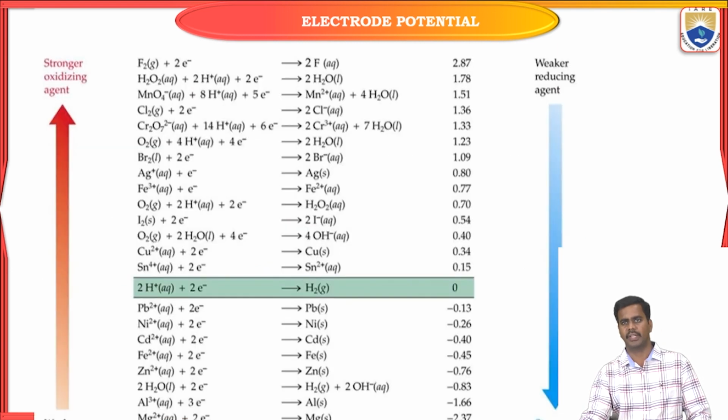Look at here. This is the electrochemical series. Different electrodes along with their standard electrode potential values are arranged in increasing order of their standard electrode potential values.